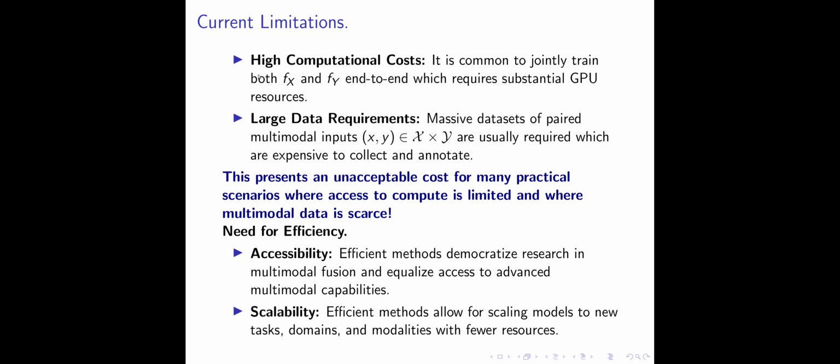However, many methods jointly train both Fx and Fy end-to-end. This requires substantial computational resources and massive paired datasets of multimodal inputs which are expensive to collect and annotate. This presents an unacceptable cost for many practical scenarios where access to compute is limited and where multimodal data is scarce. We aim to address these gaps in order to increase accessibility to such multimodal capabilities while also enabling scaling models to new tasks, domains, and modalities with fewer resources.